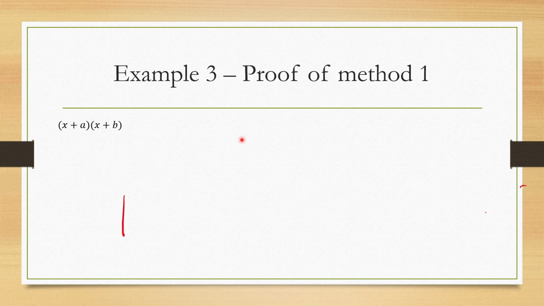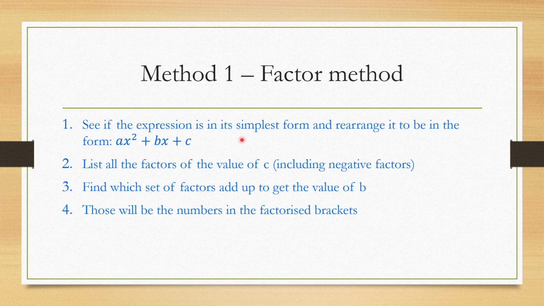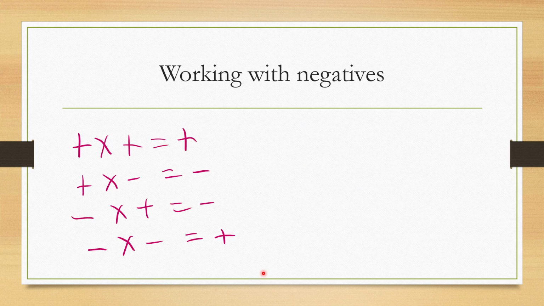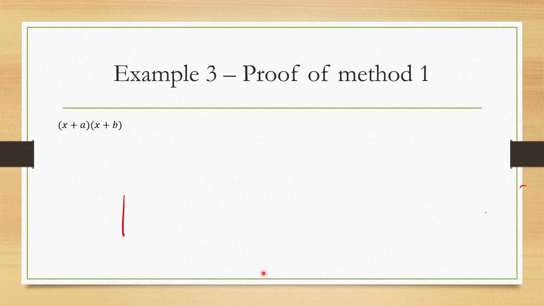So example 3, proof of method 1. This list is derived from the proof of this method. These are the factor method steps, and in order to find these steps, people had to find proofs of them. So let's look at the proof.